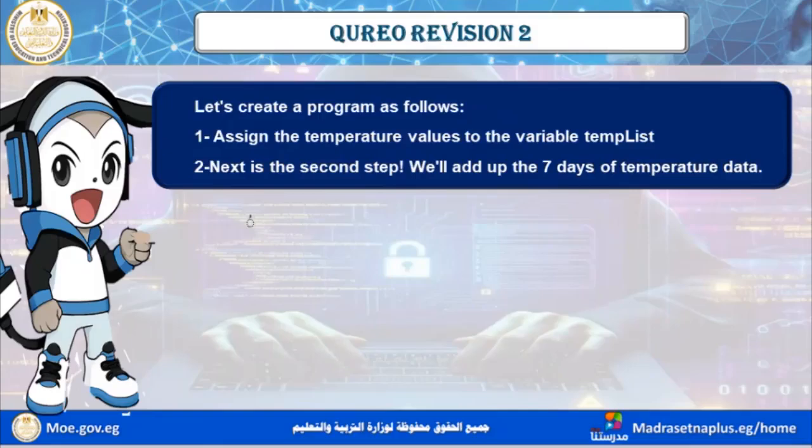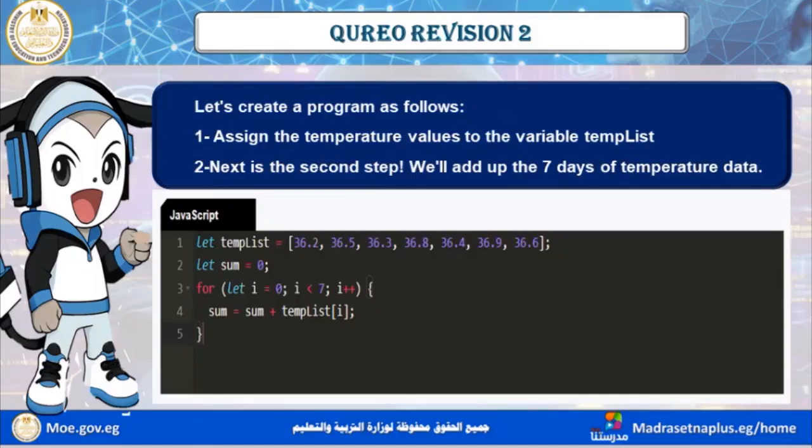How will we design a program like this? First, we have to declare the variable templist and assign values to the array. Let templist equal, and insert all the values inside the variable. And we have to declare another variable, which is sum, and assign 0 to this variable. And here we need to repeat adding day by day to the variable sum. So we have to use a loop.